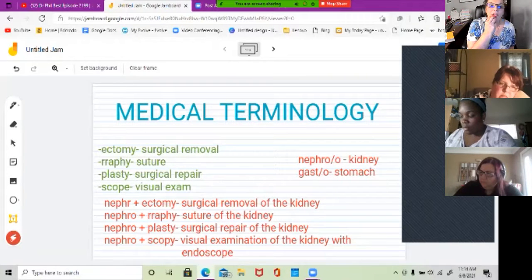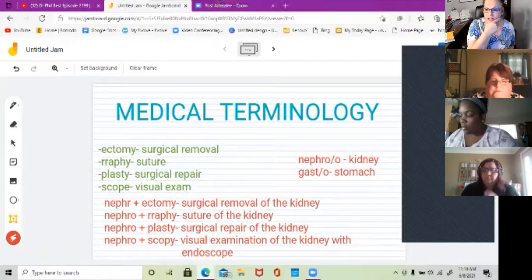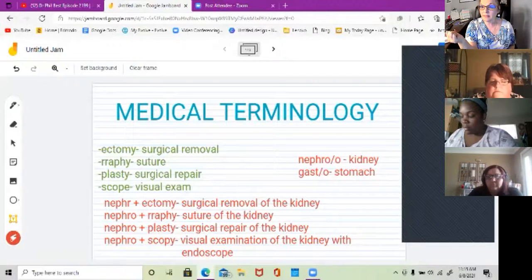So you may wonder, why does that matter? Well, because when you're reading these medical terms in your medical records, even if you don't know the first part of your medical term, but you know it's an ectomy, it's a surgical removal of something, right? Itis is inflammation.